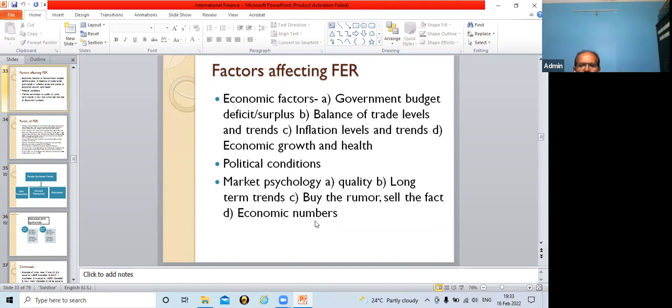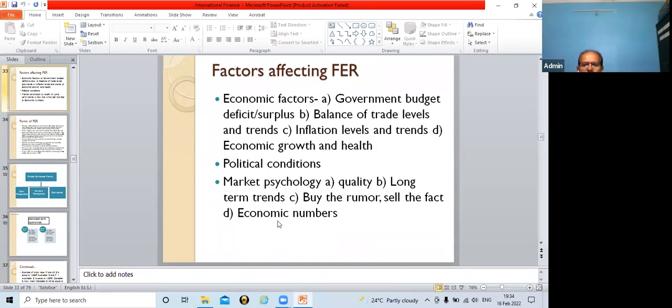Then D is economic numbers. Now what is this economic number? GDP, that is gross domestic product. GNP, gross national product. So these economic numbers, every year our central bank collects this information, and through a survey they collect information, and it is published by the government, this economic number.